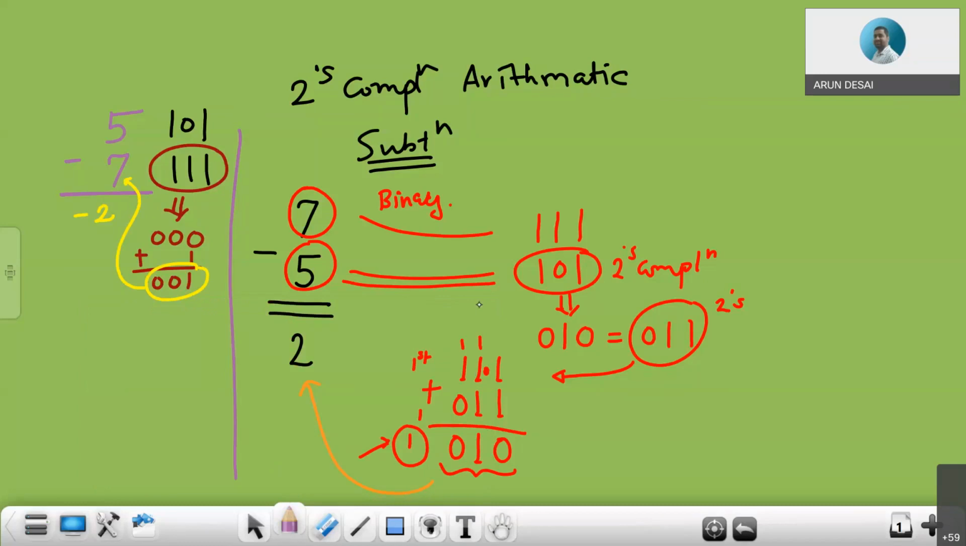Now, once we find the two's complement of the second number, the next step is to add that two's complement to the first number. So my first number is 5. I need to add the two's complement of 7 to this number, right?